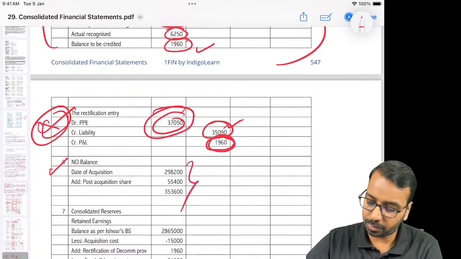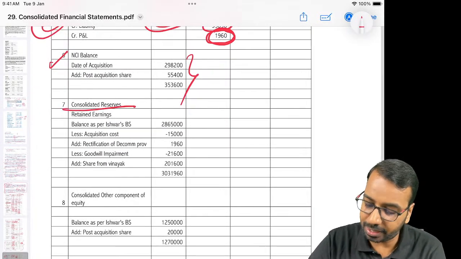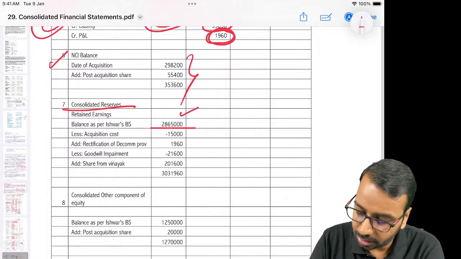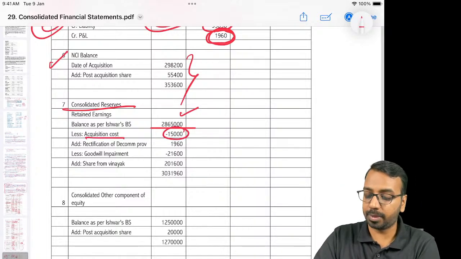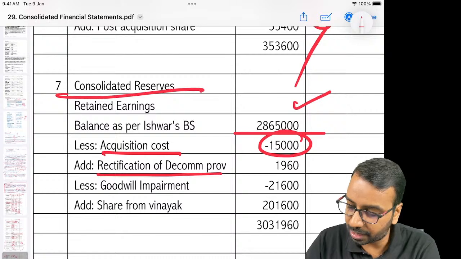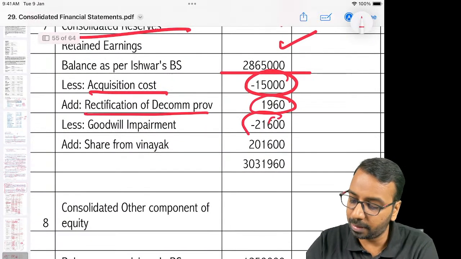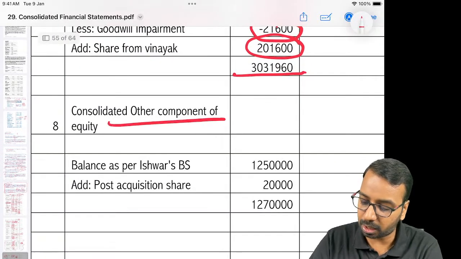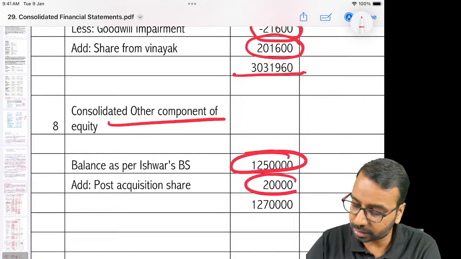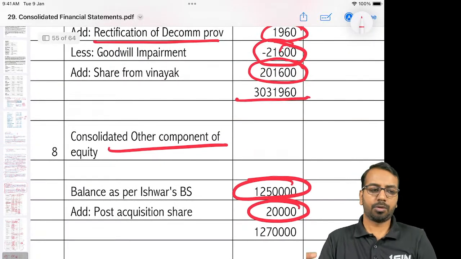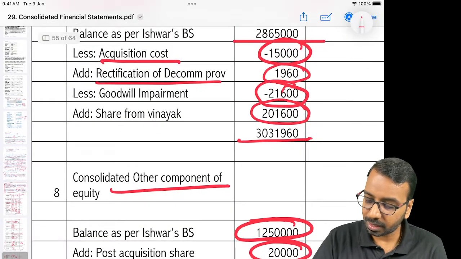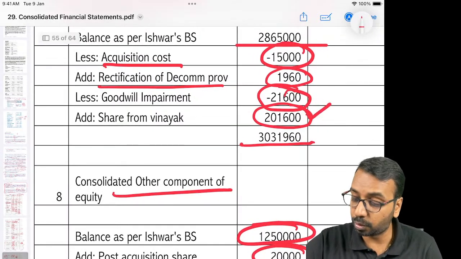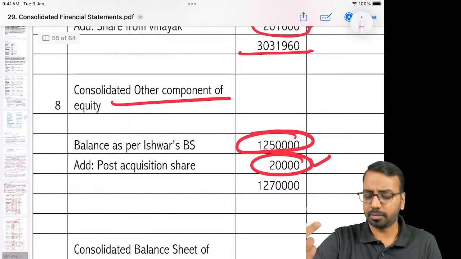NCI balance, opening balance and post acquisition share. Consolidated reserves, retained earnings as per the balance sheet of issuer. Then acquisition cost you have to reduce because it cannot be debited to P&L. Then decommissioning provision rectification 1960 from the above working note. Goodwill impairment from the previous working note. Share of Vinayak, so much, total is 3031960. Then other components of equity, balance as per balance sheet and post acquisition share. Okay, a lot of times you can also have a single line item for other components of share of post acquisition. If you don't split it is also okay, but if you split it is better.